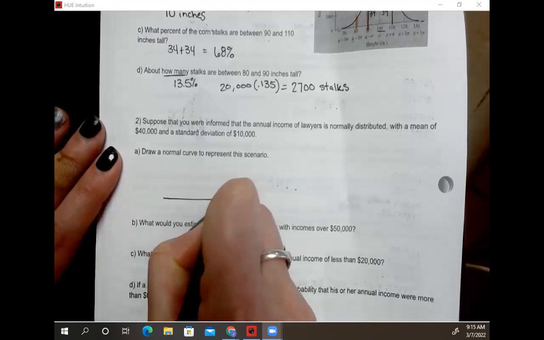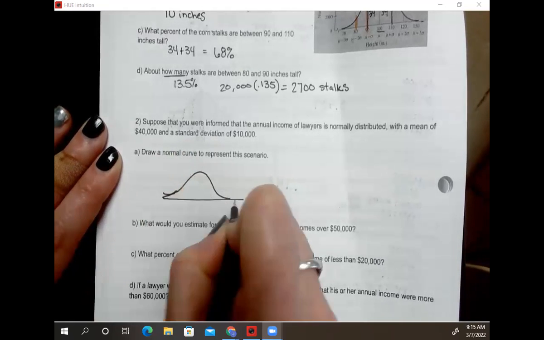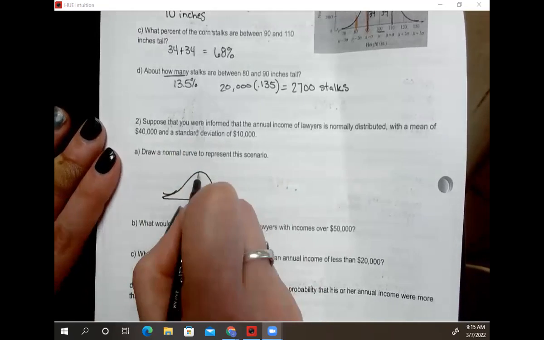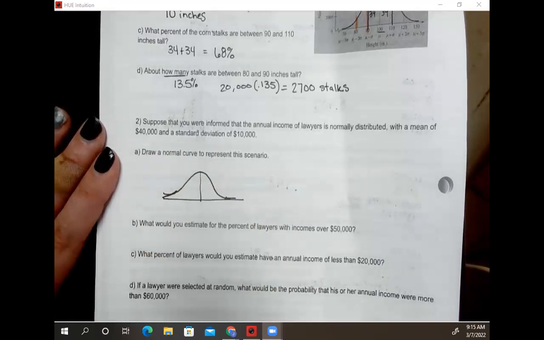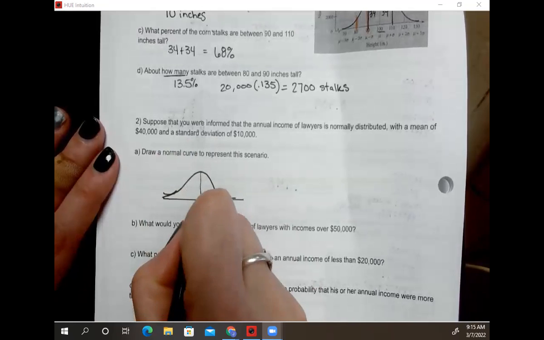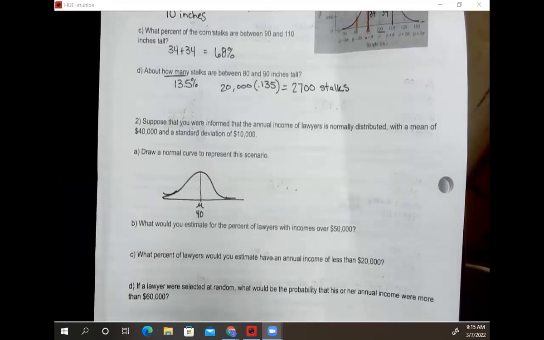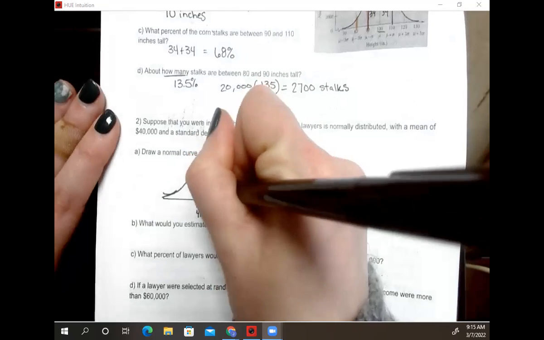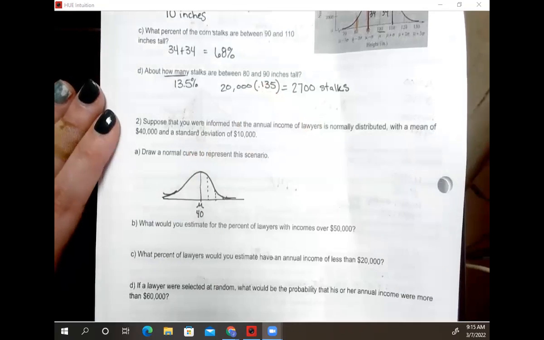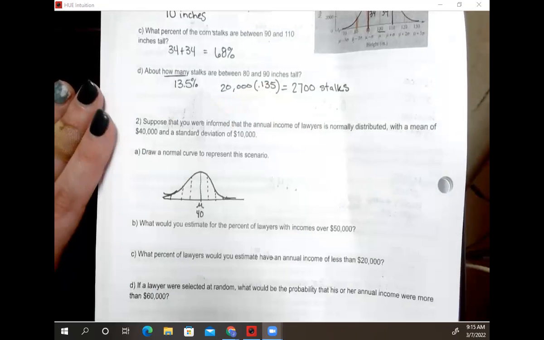So I'm going to draw the base of my curve first. It looks something like this. Mine are never going to be perfect. I don't expect yours to be either, as long as it has that bell shape. And we put the mean under the middle. So our mean goes under the middle, and it says our mean is 40,000. So I'm going to put a 40 there. And then again, 3 chunks on either side. 1, 2, and then 3 at the very end. Same thing over here. 1, 2, 3 at the end.